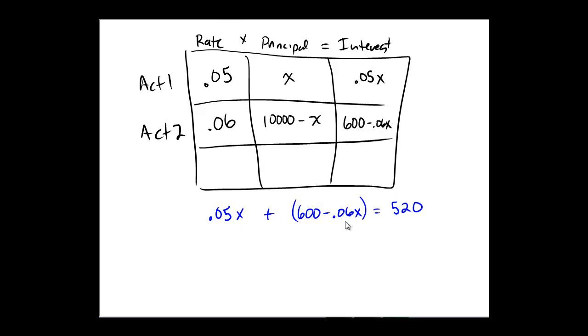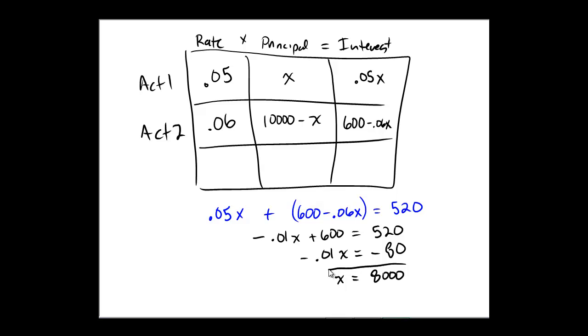0.05x combined like terms with minus 0.06x yields negative 0.01x plus 600 equals 520. Subtract 600 from both sides. Negative 0.01x equals negative 80. And then divide by negative 0.01, or negative one hundredth, and get x equals 8,000.